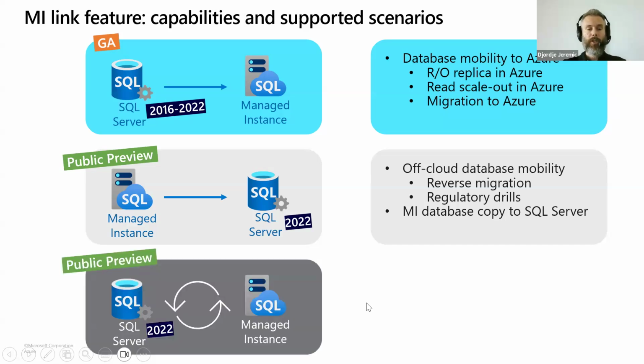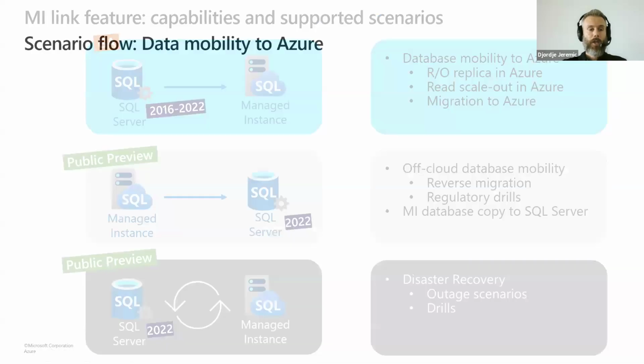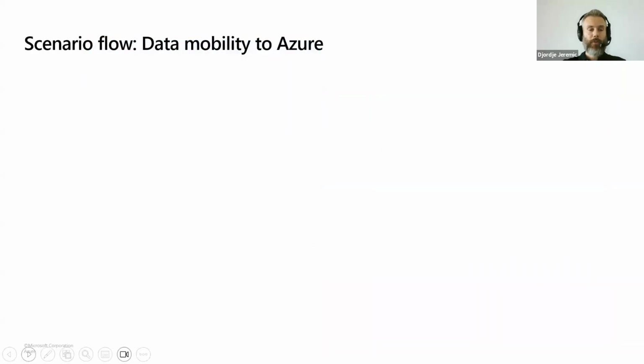Finally, we have a capability to do a link failover. This is also supported in SQL Server 2022 only, and the main user scenario that requires this capability is disaster recovery. Using this capability, you can handle both actual outage scenarios and disaster recovery drills. So let's see a bit how these scenarios and flows look.